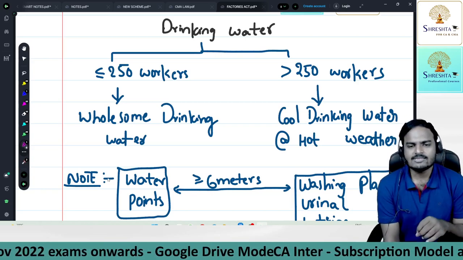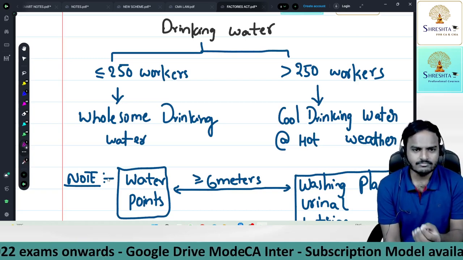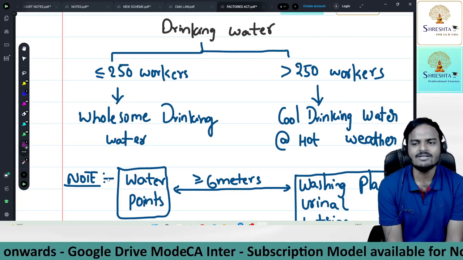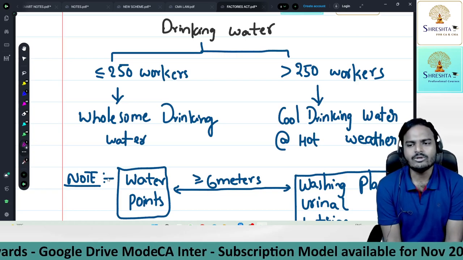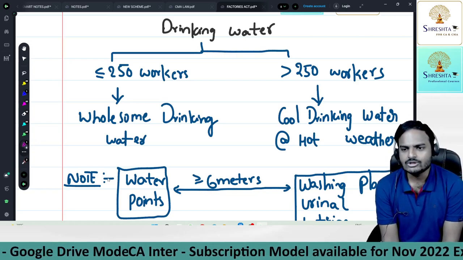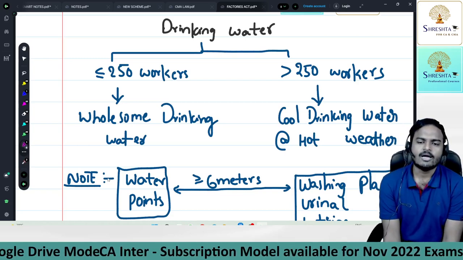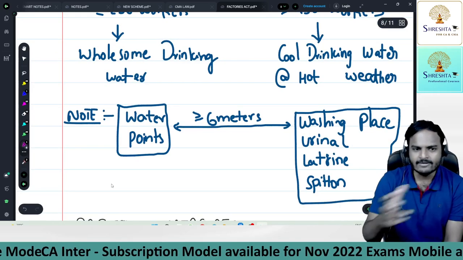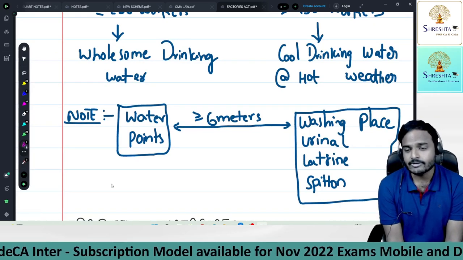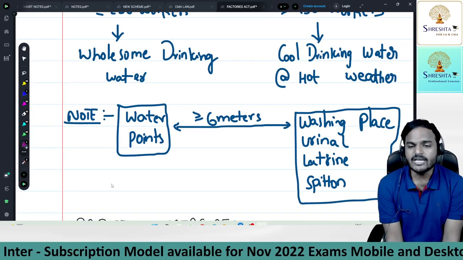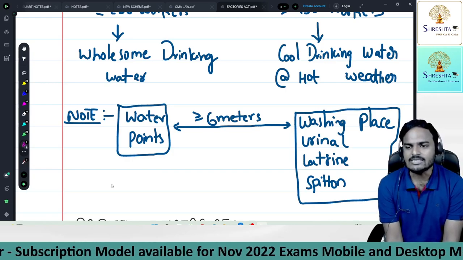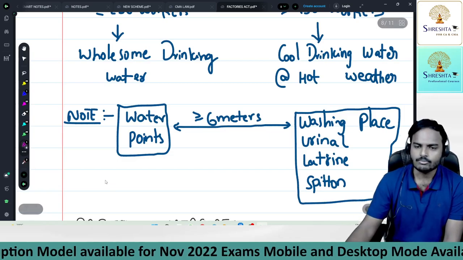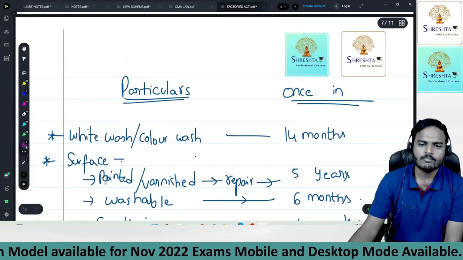So what is there in the material, we need to follow. That's why you need to remember this limit. If more than 250 workers are there, then a cool drinking water facility is to be provided during the summer season. And the distance between the water point and the washing place, urinal place, latrine place, spittoon place, the minimum distance between these places should be 6 meters. Of course, everyone will follow it. So proper drinking water facility should be provided.